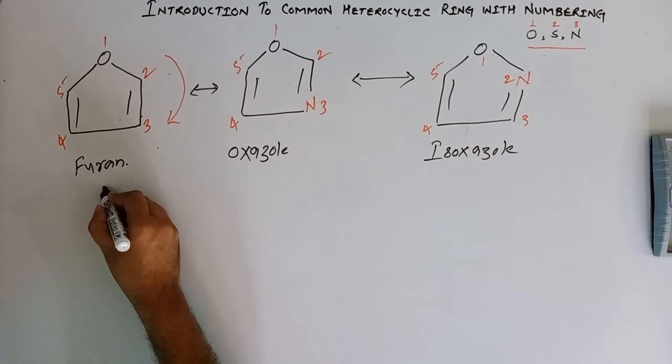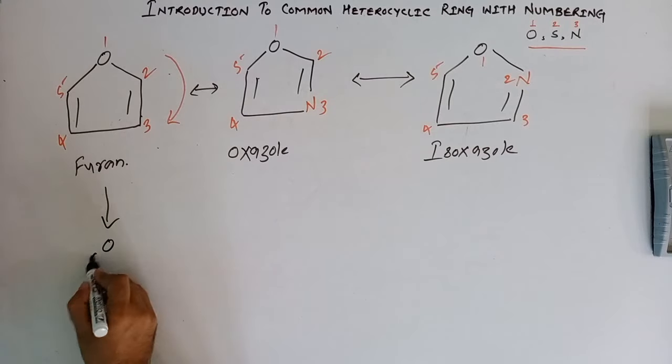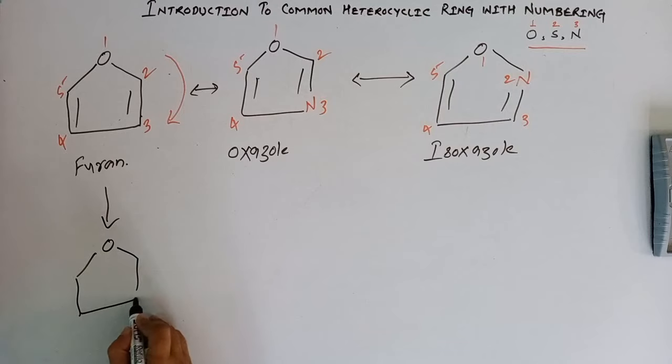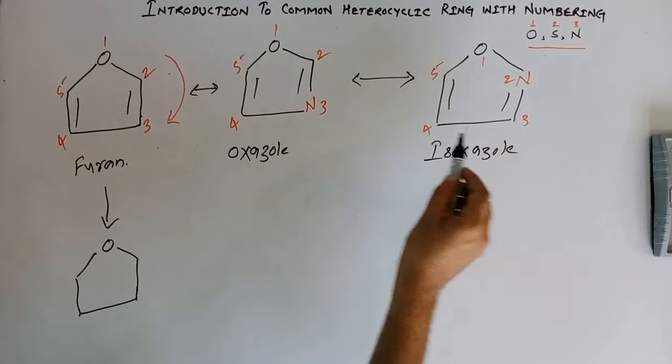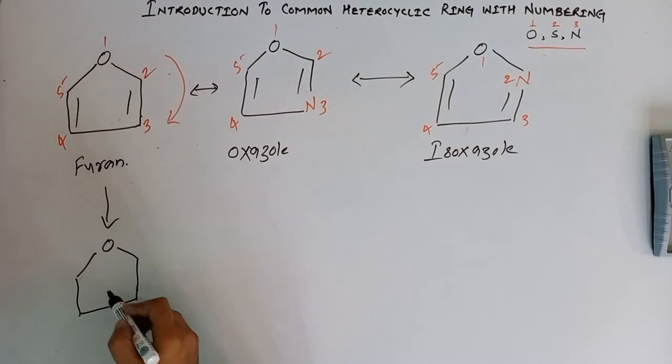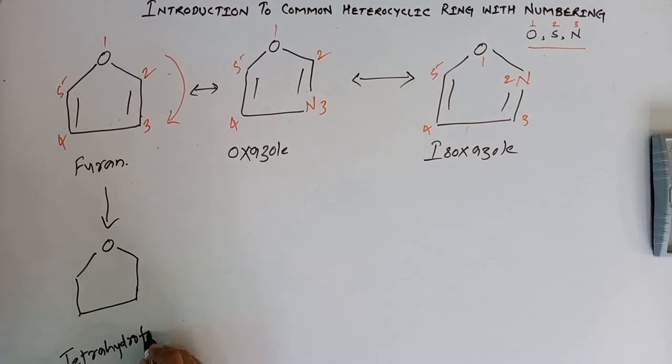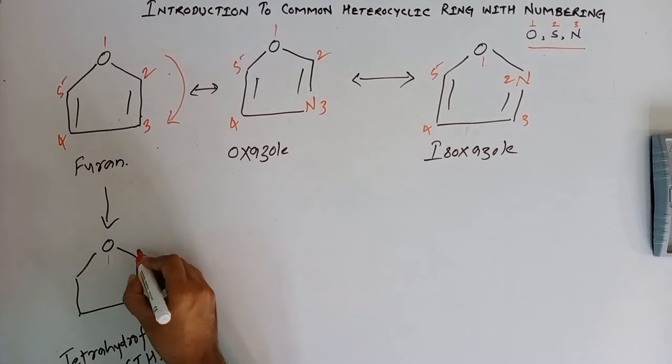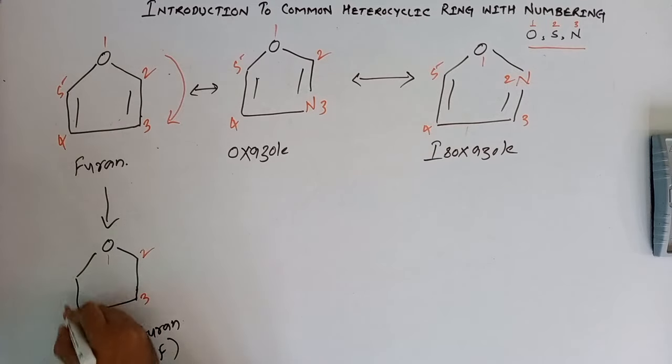All these three structures are unsaturated. The saturated derivative of furan has a structure like this. Unsaturated means these rings have double bonds in the structure, but in a saturated structure there is no double bond or triple bond. So this ring is known by the name tetrahydrofuran, in short THF. Oxygen should be given first priority, first, second, third, fourth and fifth.